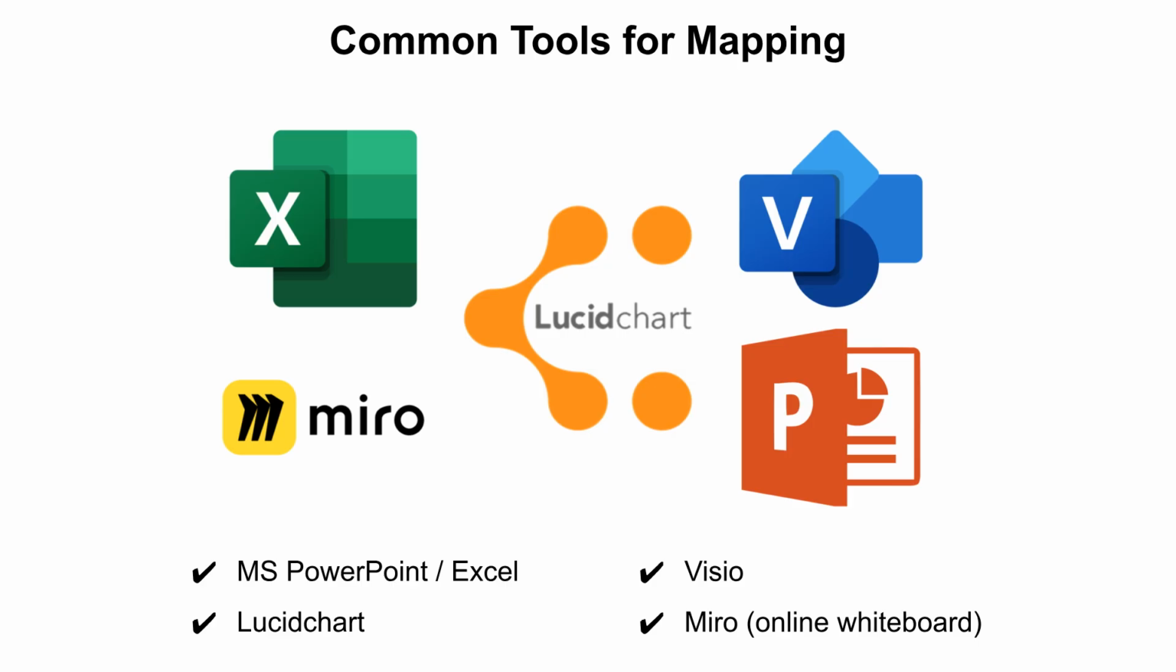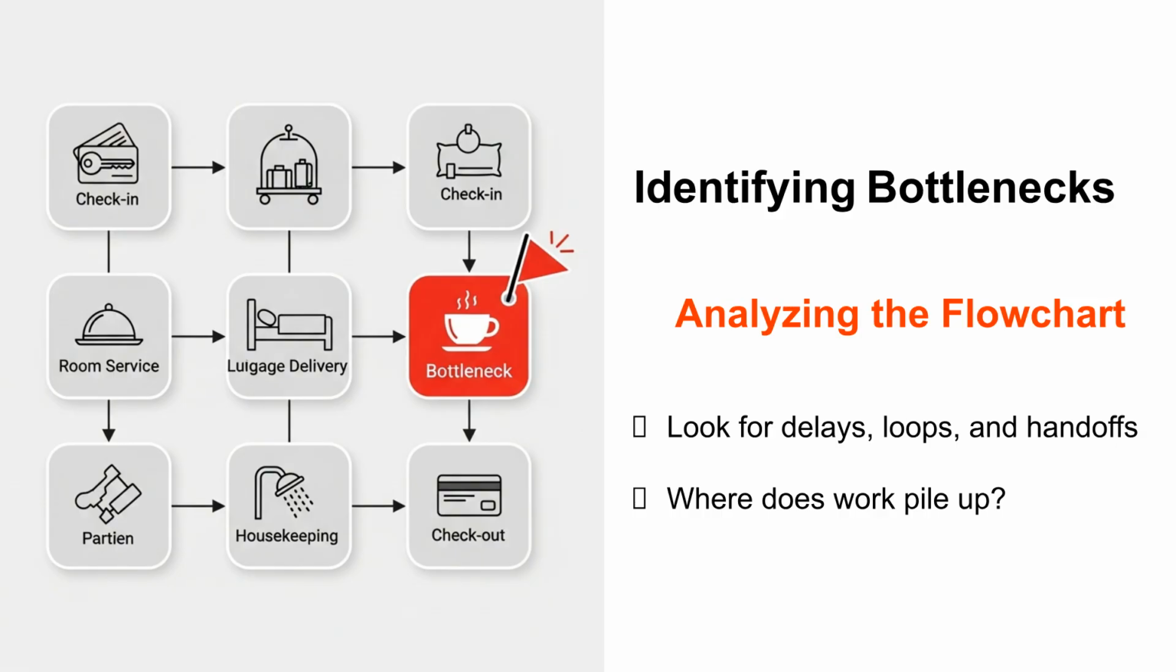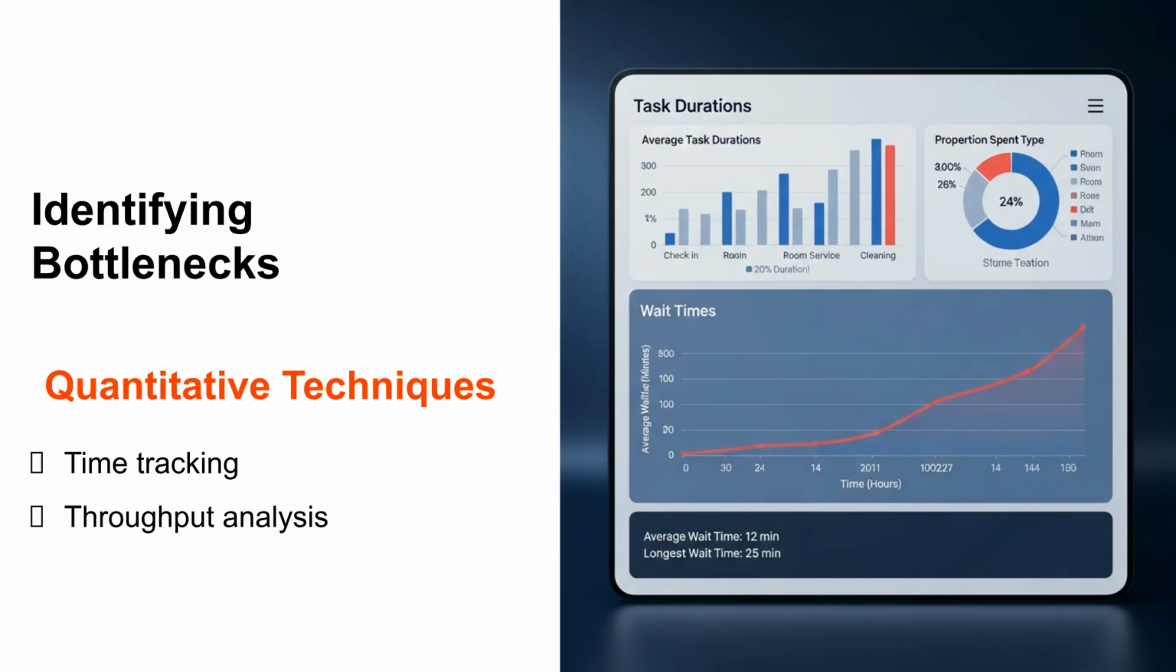Common tools for process mapping include Microsoft PowerPoint and Excel, as well as dedicated software like Visio, Lucidchart, and online whiteboards such as Miro. To identify bottlenecks, analyze the flowchart for delays, loops, and handoffs. Ask yourself, where does work consistently pile up?